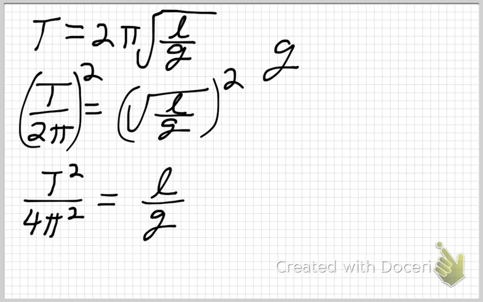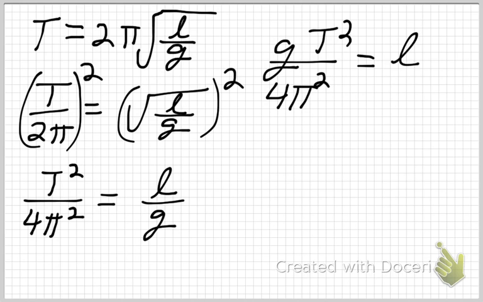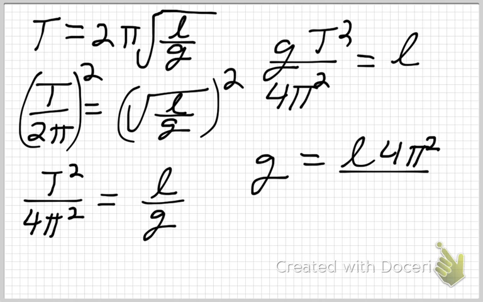So I'm going to get little g, t squared, 4 pi squared equals L. Now, I can just multiply by the reciprocal. I can multiply by 4 pi squared over t squared, and everything's going to go to 1 on the left, and just little g will be left, and everything will end up on the right hand side. So we'll get little g, well, let me take that back, little g equals 4 pi squared L over t squared.